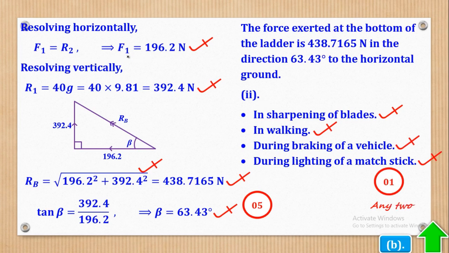In this slide, half a mark was for resolving horizontally and getting this force, half a mark for resolving vertically and getting this force, half a mark for substituting in Pythagoras theorem, half a mark for the output, and half a mark for the angle. Then here, half a mark for any 2. So you only state any 2. You can say these ones, or this and this, or any two you want, you can state them.